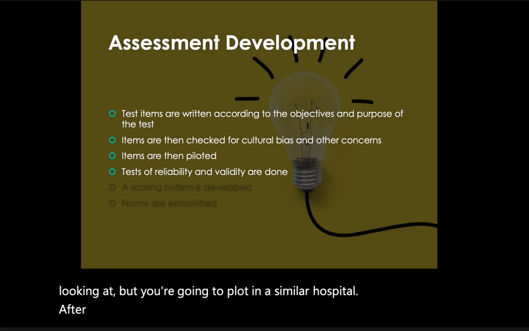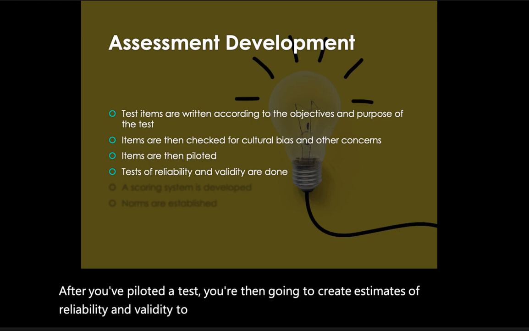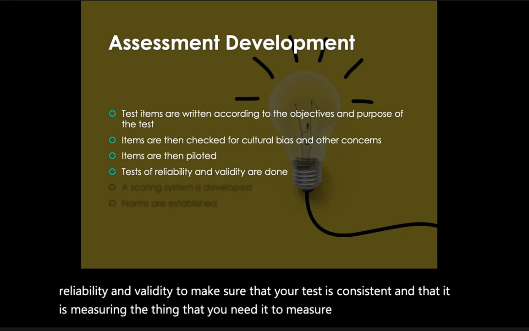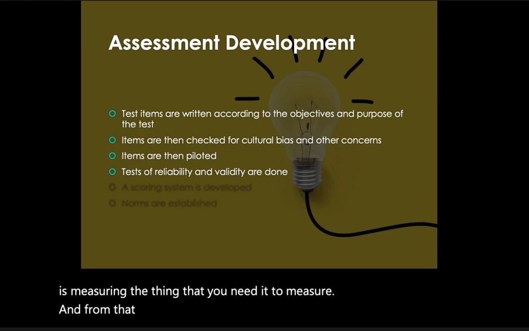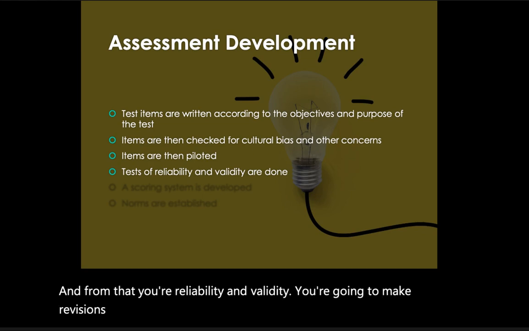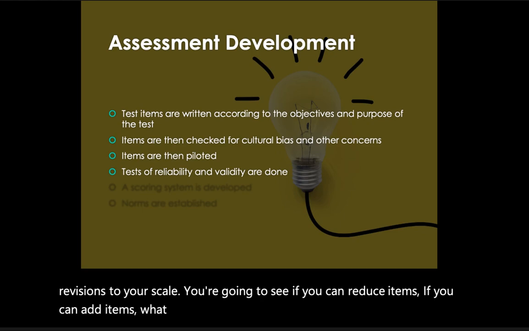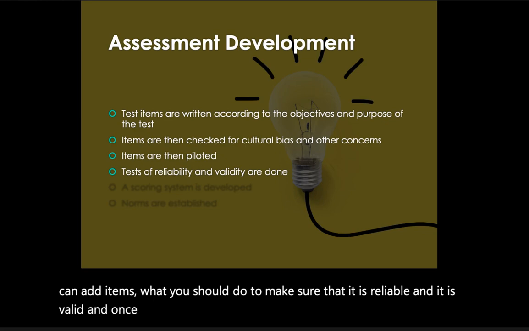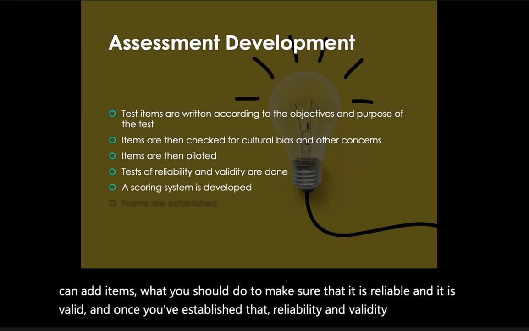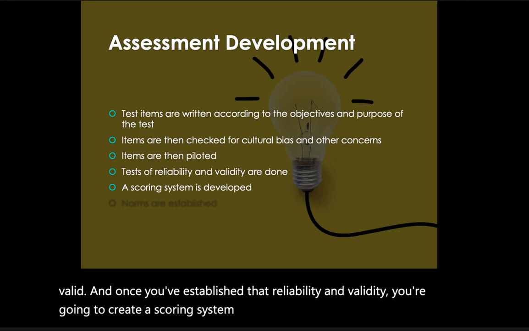After you've piloted a test, you're then going to create estimates of reliability and validity to make sure that your test is consistent and that it is measuring the thing that you need it to measure. And from that, your reliability and validity, you're going to make revisions to your scale. You're going to see if you can reduce items, if you can add items, what you should do to make sure that it is reliable and it is valid. And once you've established that reliability and validity, you're going to create a scoring system. So, a way to score your assessment so that it can be used.